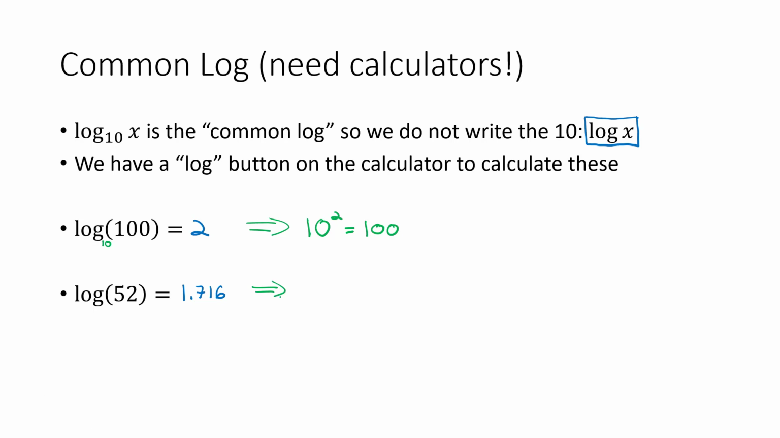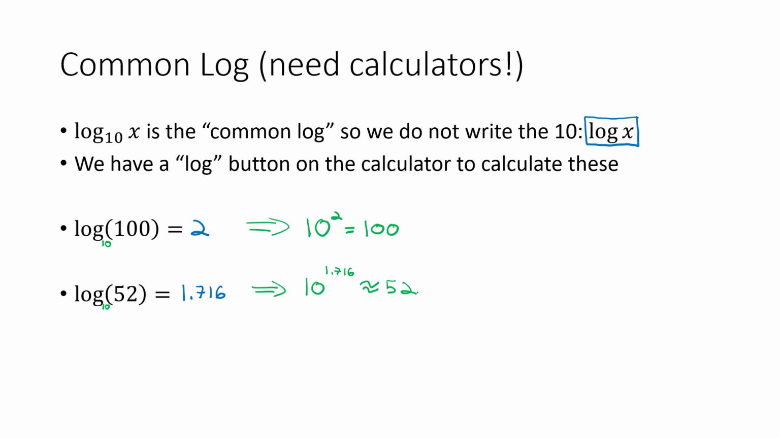And what this really means is if I change this to an exponent problem with a base of 10, 10 to the 1.716 should equal approximately 52. And I say approximately because we did round to get that 1.716. So what you'll see when you type in your calculator 10 to the 1.716 power, it comes out to be 51.999, basically 52. So we know our answer is correct.